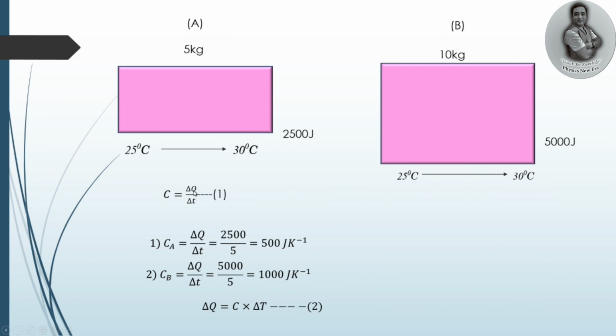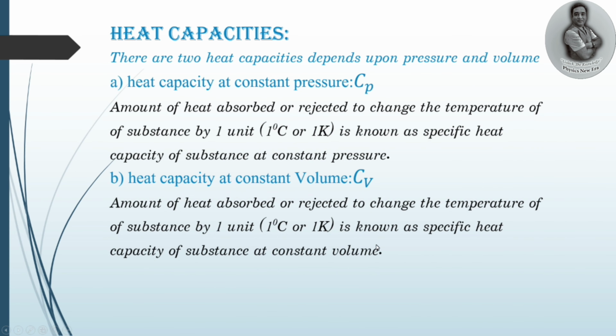So I am going to modify equation 1 so as to get the energy. That energy can be calculated, provided the heat capacity is known. So delta Q is equal to C into delta T, this general formula. I am going to remember this equation 1 as well as equation 2. So here are the heat capacities before you.